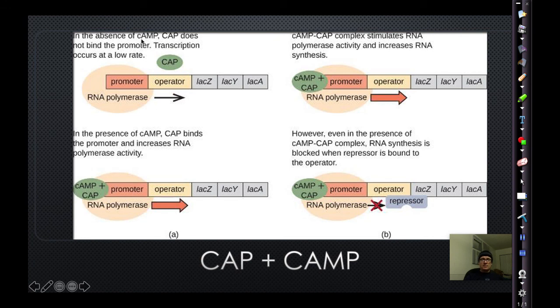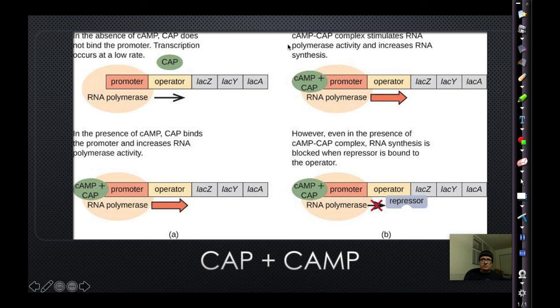So, in the absence of cyclic AMP, the CAP protein does not bind to the promoter, and transcription can take place at a very, very slow rate. Basically, it's a weak promoter that doesn't bind RNA polymerase very well. Therefore, it doesn't make a lot of mRNA of these genes to break down lactose.